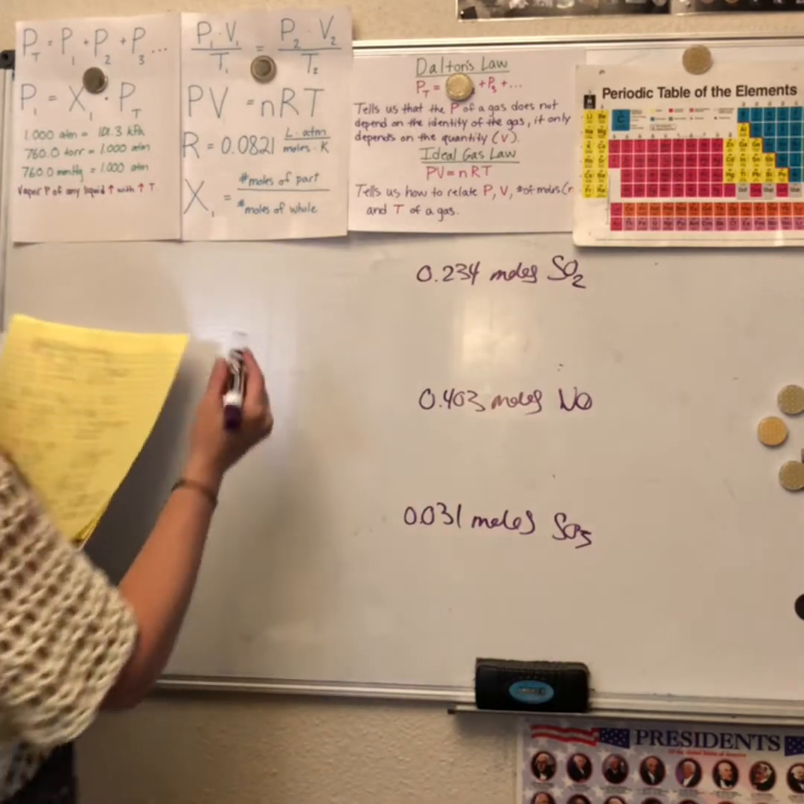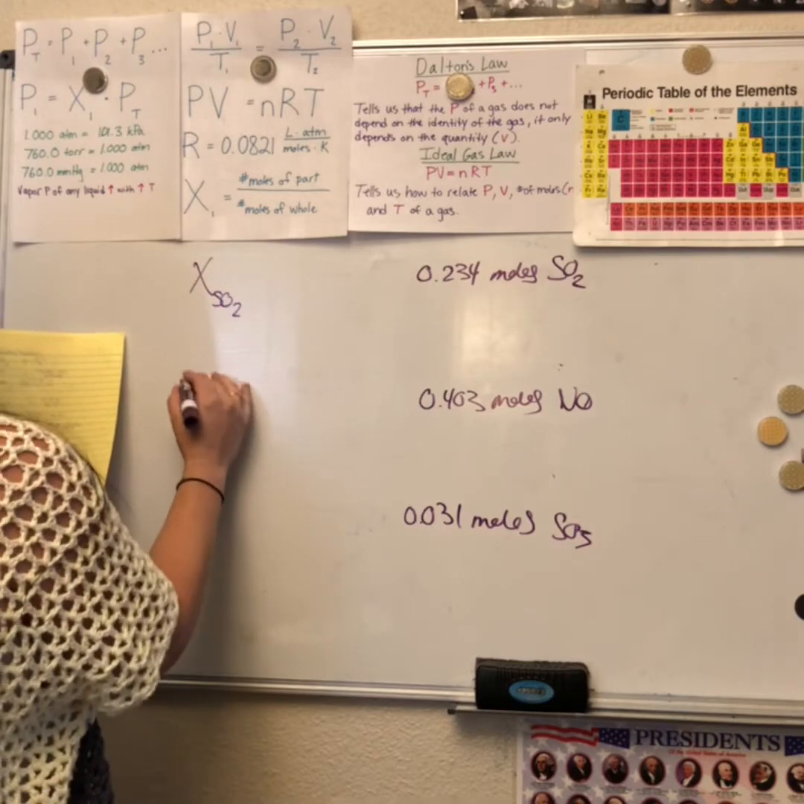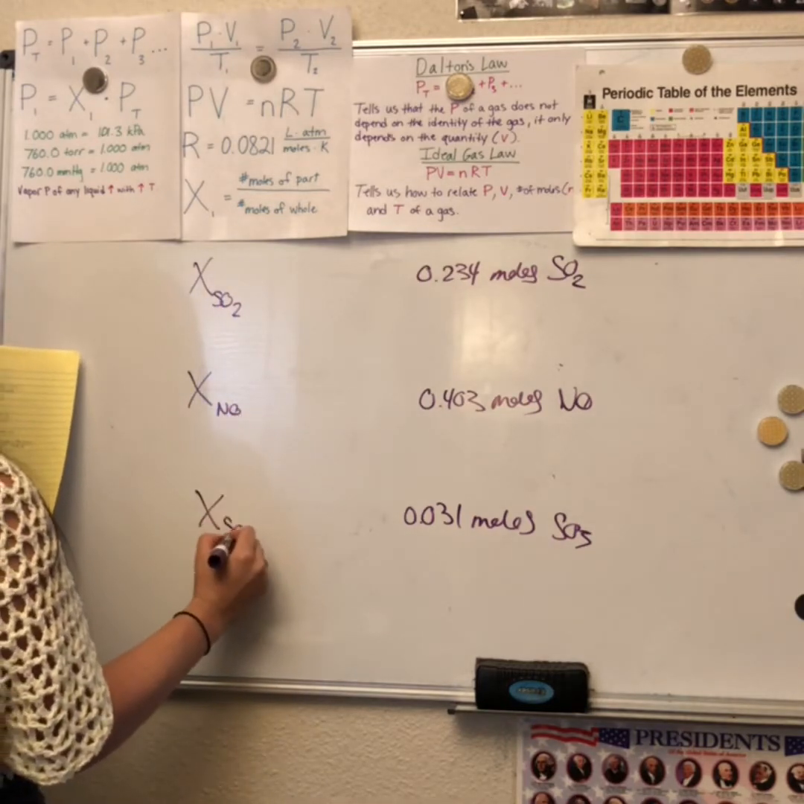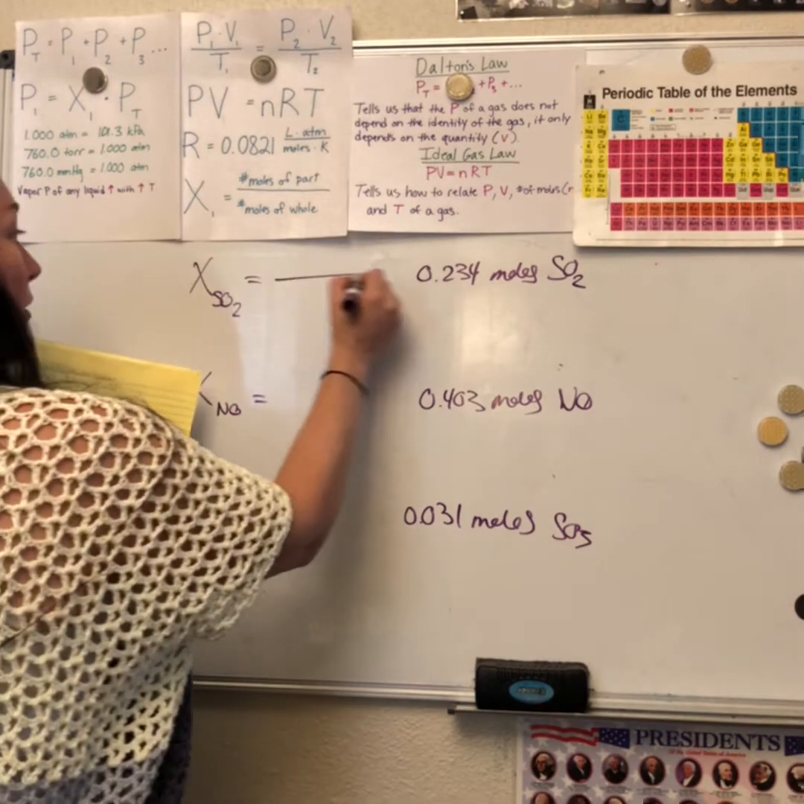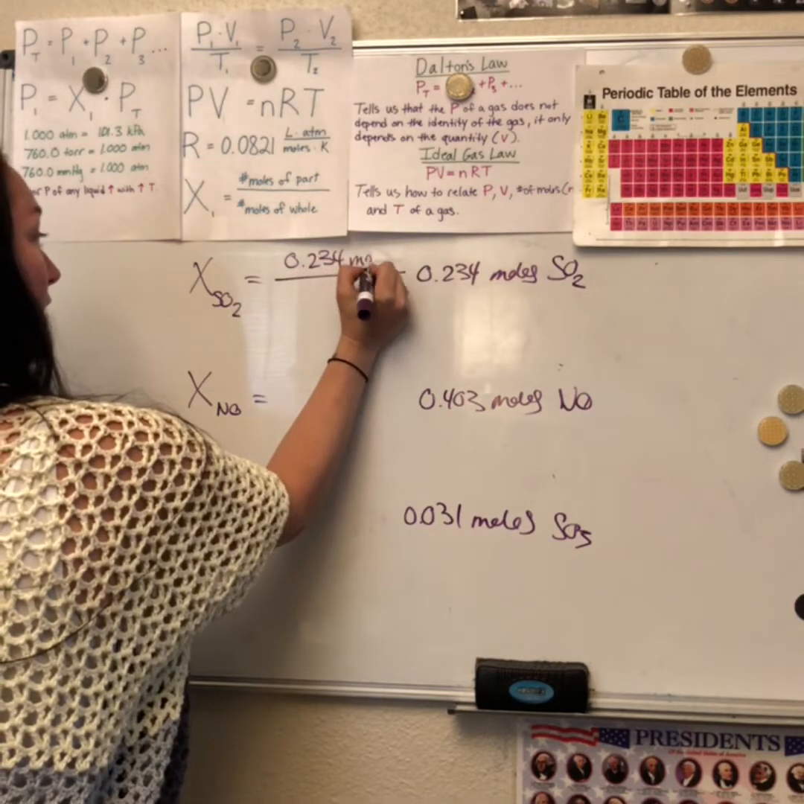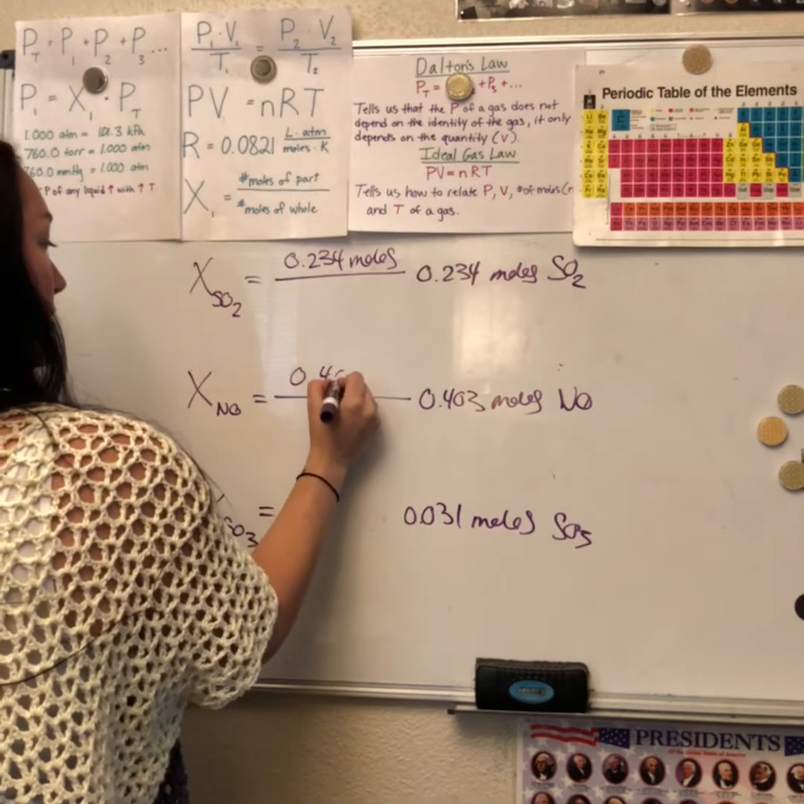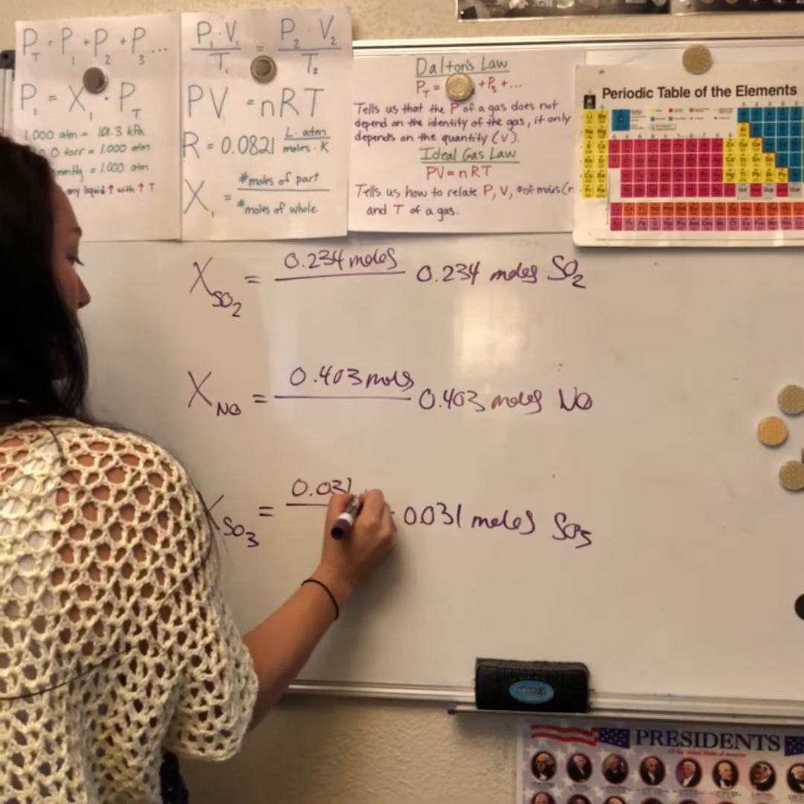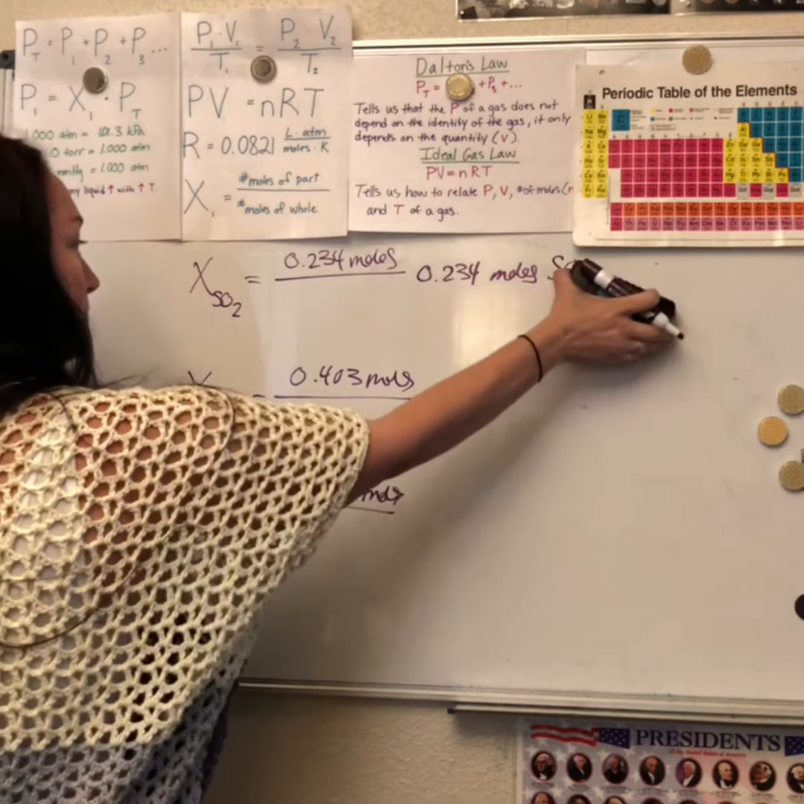Okay? So, X, large X equals the mole fraction. I'm just going to put what it is for each gas, so I make sure I'm doing the right thing. We know that it's simply the moles of the gas itself over the moles total, okay? 0.403 moles, and over here, 0.031 moles. So I just moved these numbers over, okay?